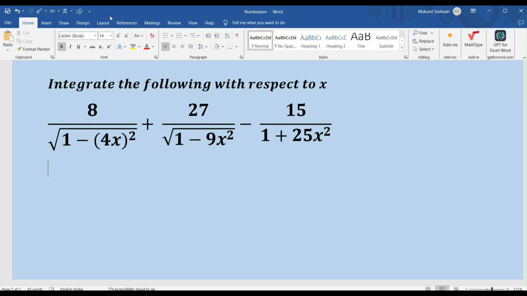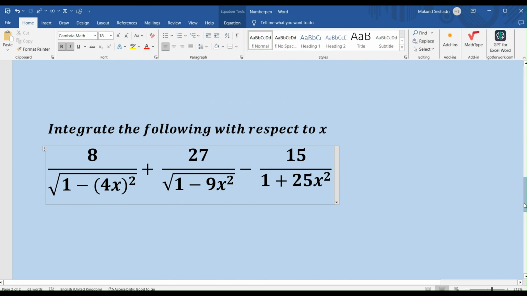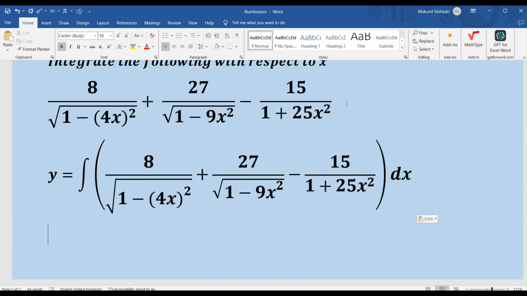So what we've been given is dy by dx, and dy by dx is nothing but what we have on the screen, and we've been asked to find y, and y is nothing but the integral of this particular function, right? So let us write down our y using the integral symbol. So there I have my y written down using the integral symbol.